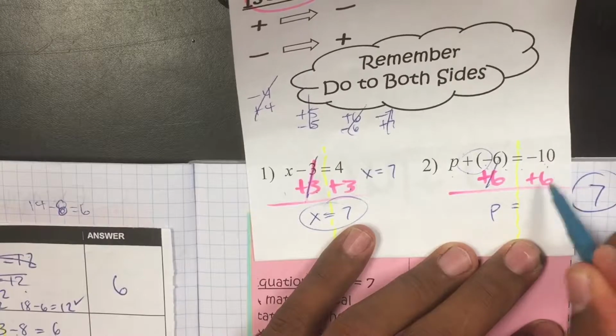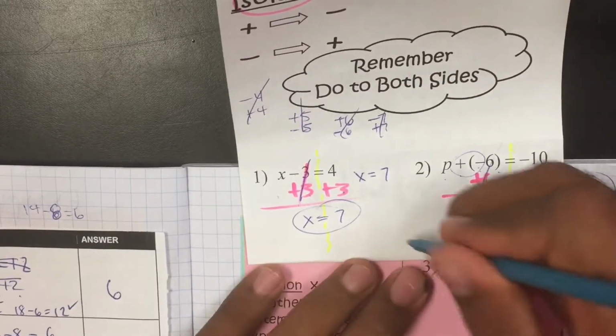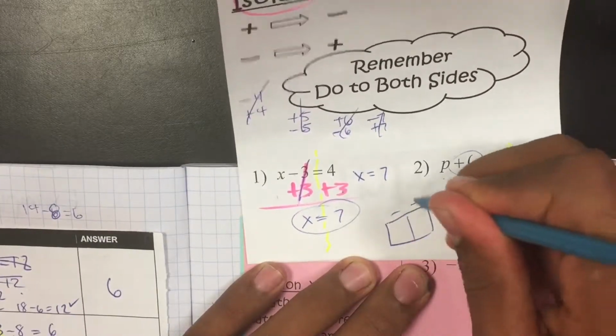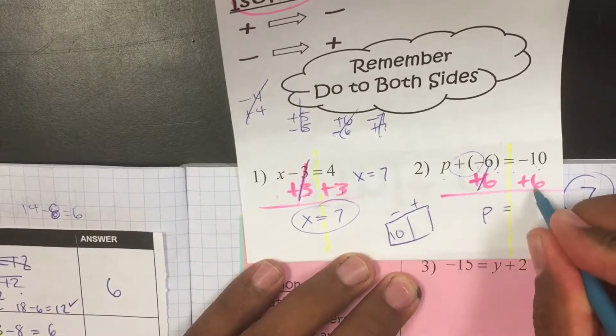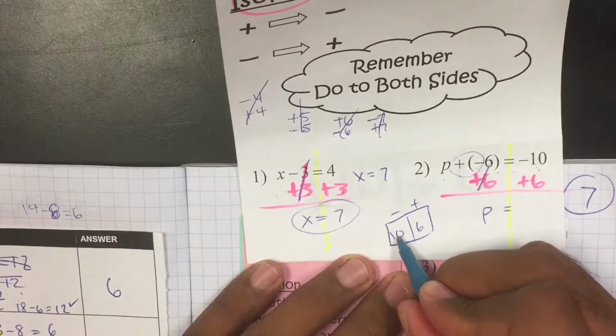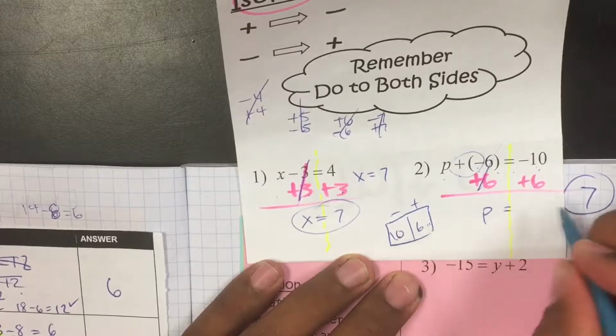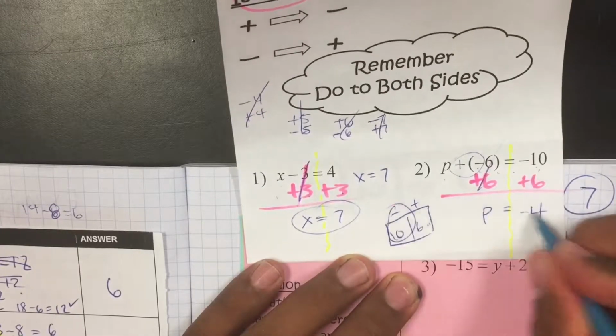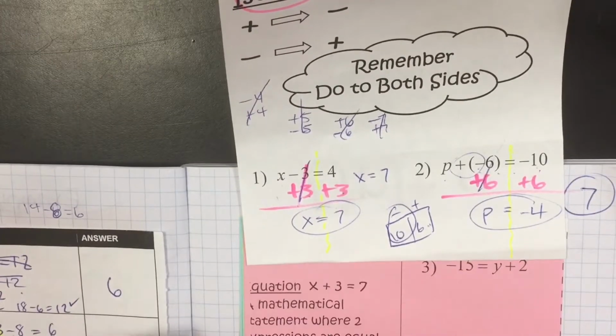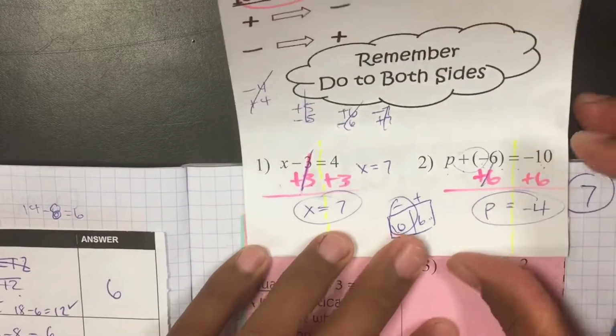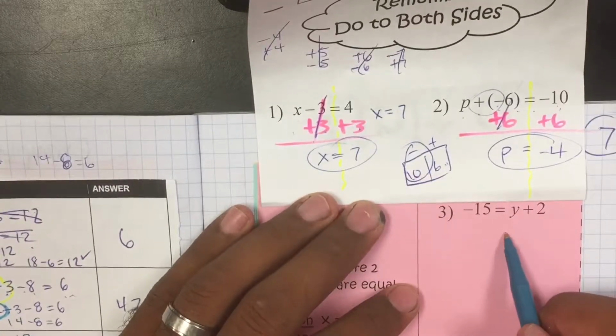Uh-oh, negative 10 plus 6. How do I do that? The box. Okay, negative 10 plus 6. Different box, subtract. 10 minus 6 is 4. 10 is bigger, so it's minus 4. There's the answer. Okay, now what if the letter's on the other side?